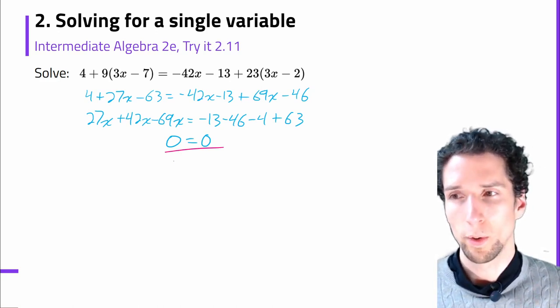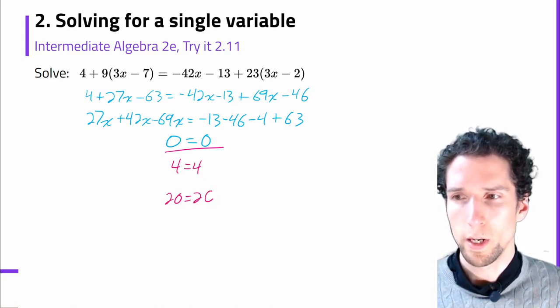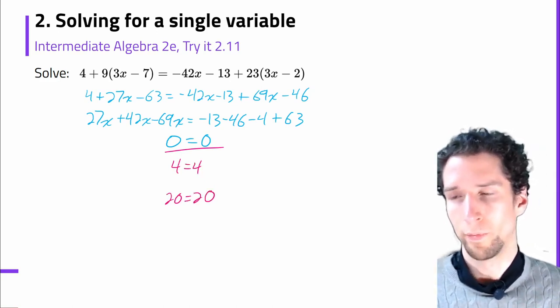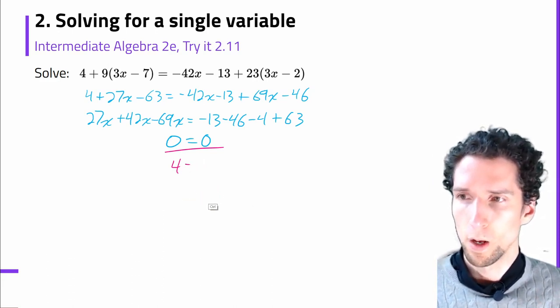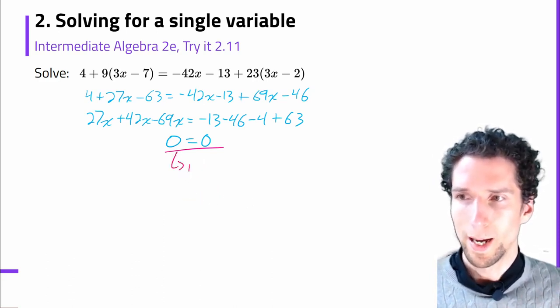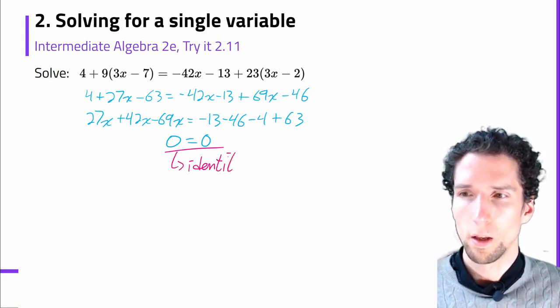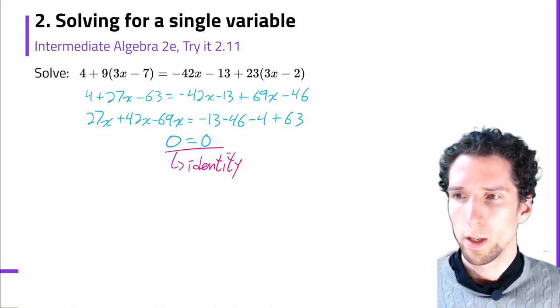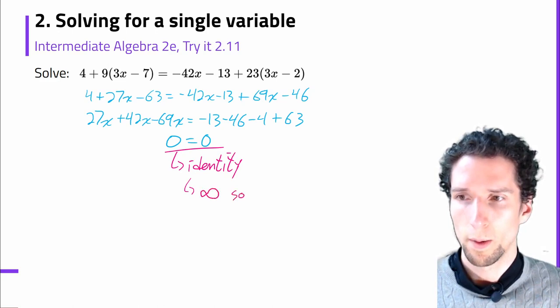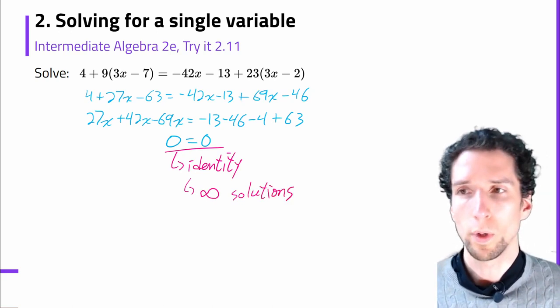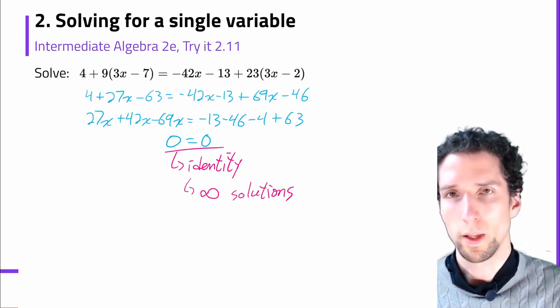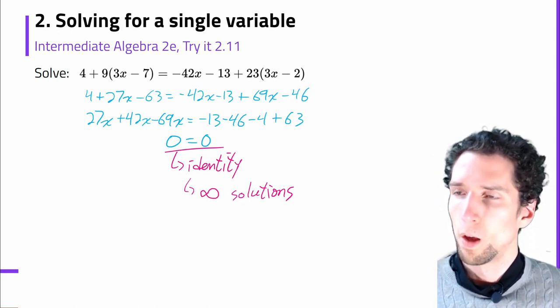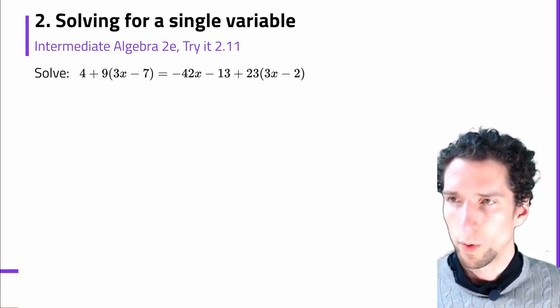So the left side and the right side are equal and they are constants. Doesn't have to be 0. It could be like 4 equals 4 or 20 equals 20, but there are no variables. The variables all eliminate. So this means we have an identity, which again is saying that it's always true, or there are an infinite number of solutions. Any value of x that you put in here will work out and will make this a true statement. Okay, so that's that one.